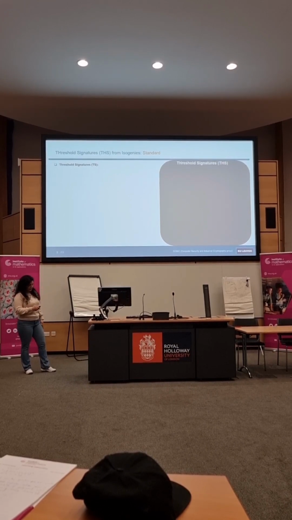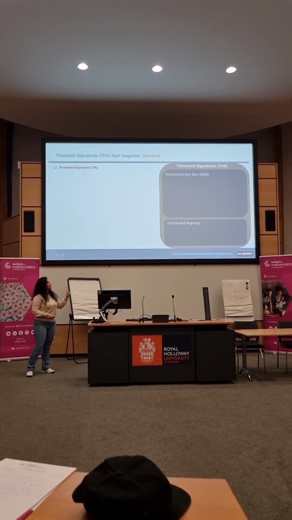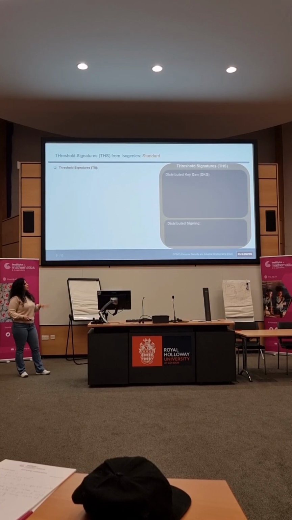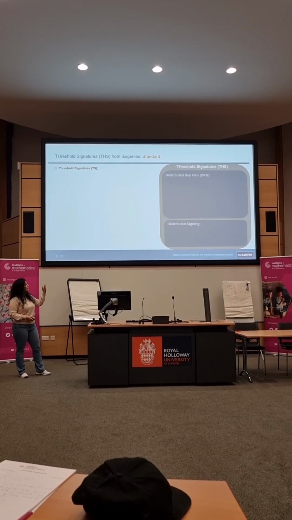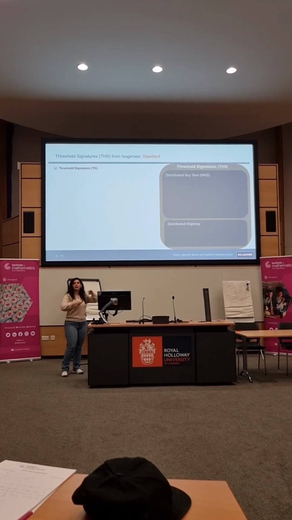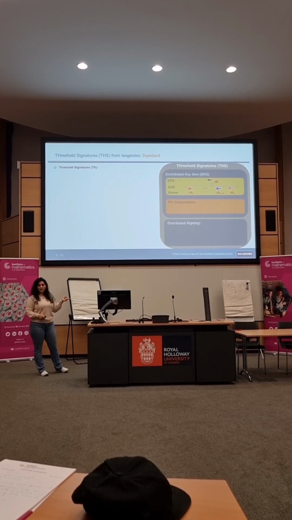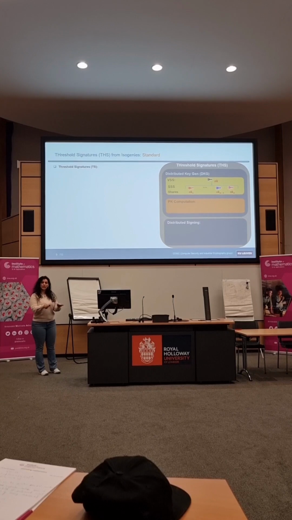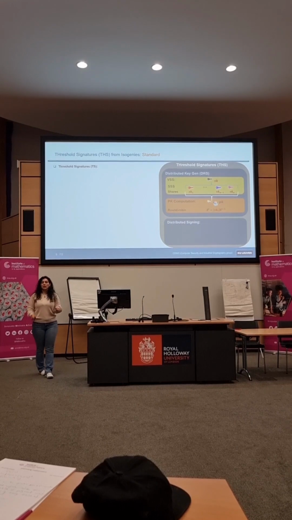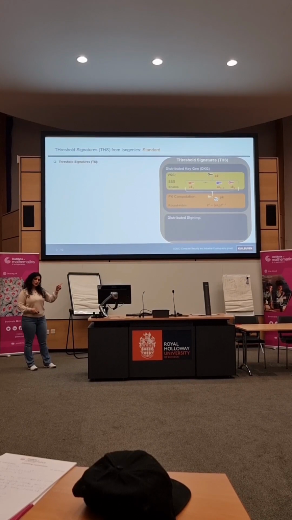Here, the standard threshold signatures have two main parts. The first one is distributed keygen, and the other one is distributed signing. Distributed keygen itself again has two main parts: verifiable secret sharing, and public key computation. In verifiable secret sharing, basically we have a secret, and this secret is shared among the parties, and in public key computation, parties use their shares and compute the public key using the round robin.